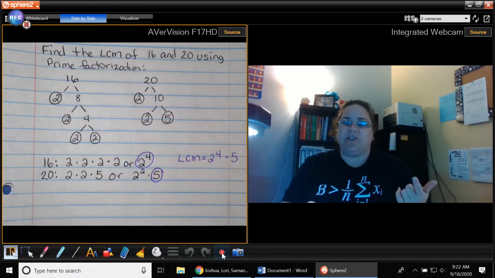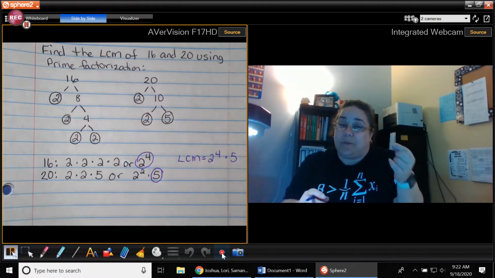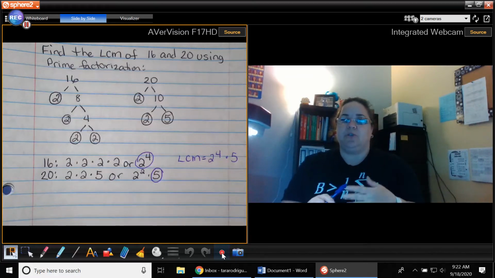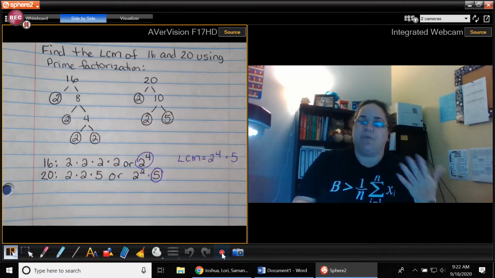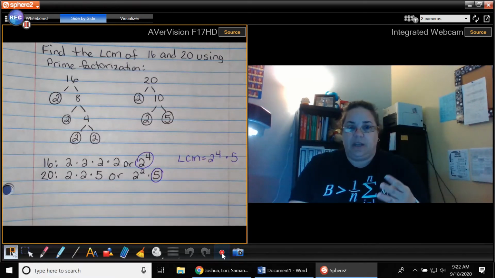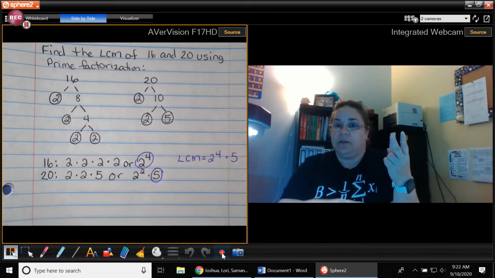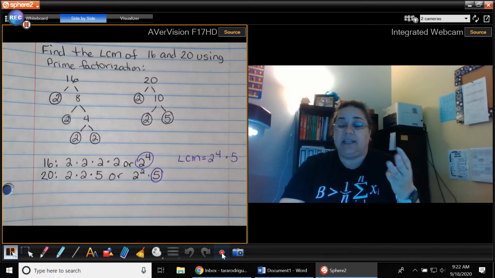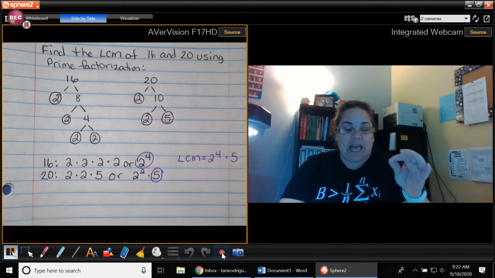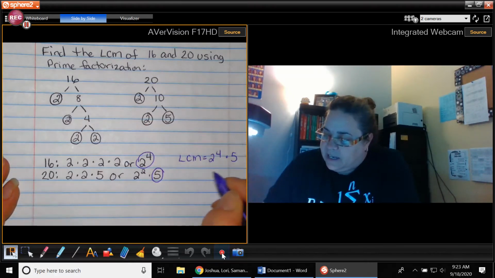All right, so now what we have to do is do the math. We have to actually figure out what is the LCM, because this isn't enough. We want to know what's the multiple. What is the number? Okay, so 2 to the 4th is the same thing as saying 2 times 2 times 2 times 2, and then times 5. So 2 times 2, that's 4, times 2 is 8, times 2 is 16, and 16 times 5 is 80. So my LCM is 80.